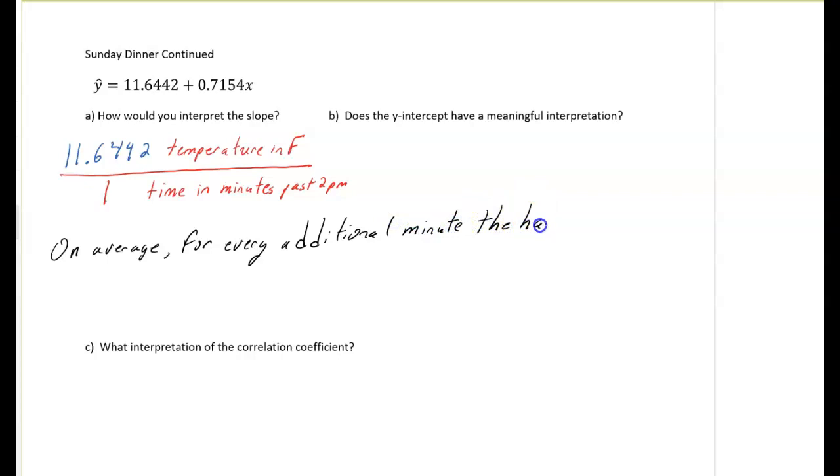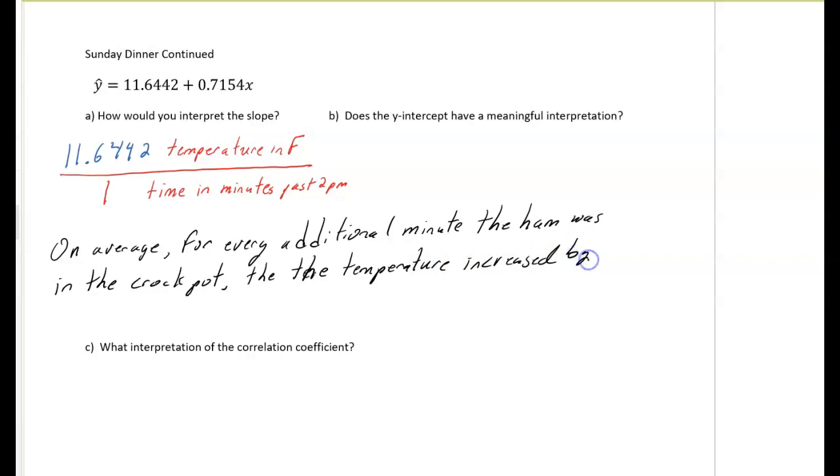the ham was in the crock pot, the temperature increased by about 0.7154 degrees Fahrenheit. And I did add a little extra content since I knew the ham was in the crock pot and not the oven.